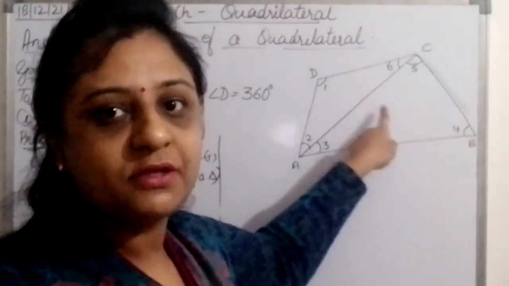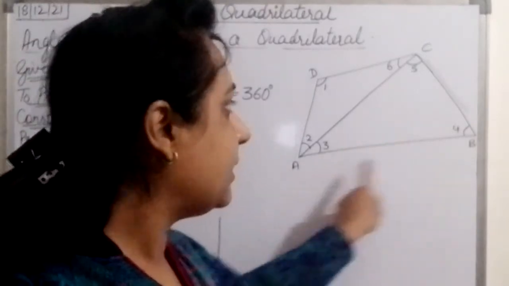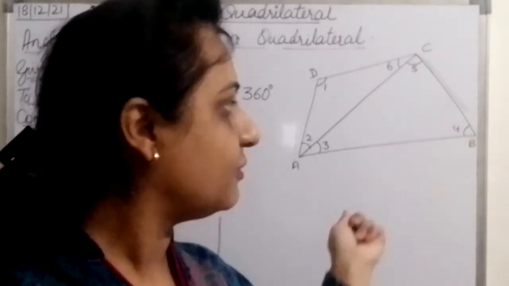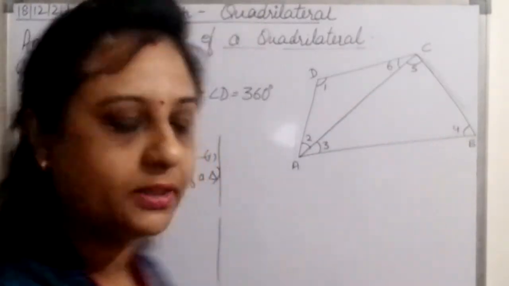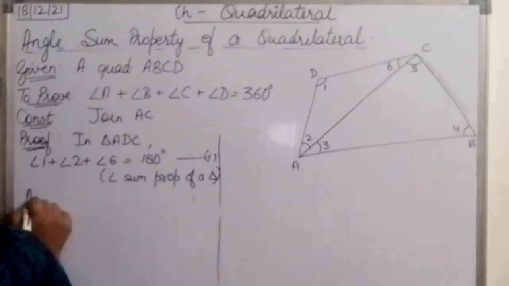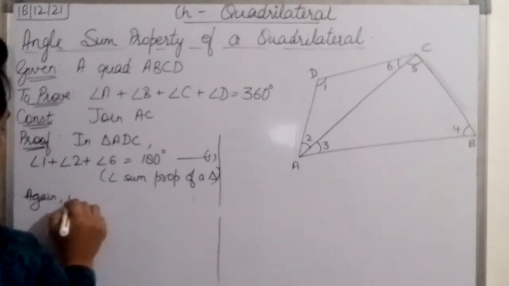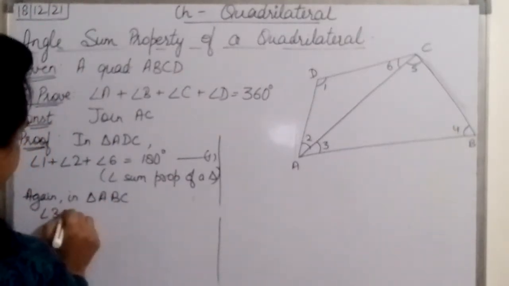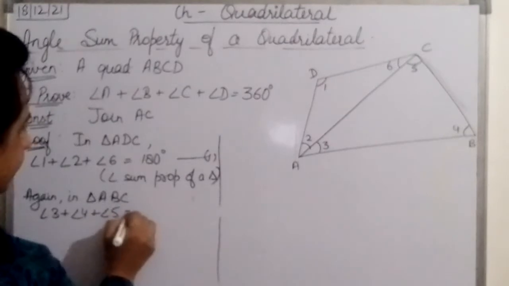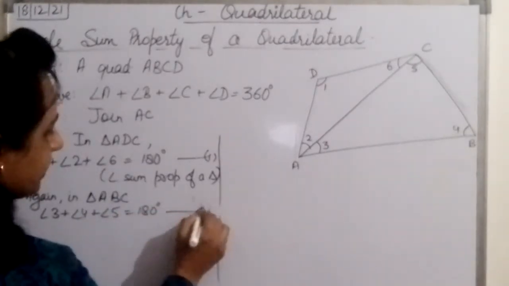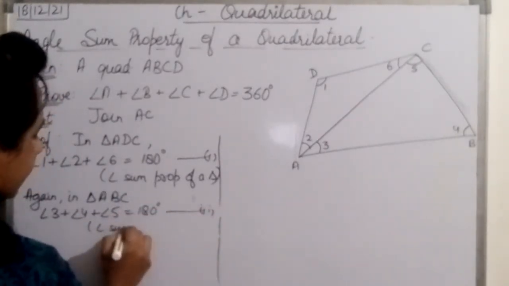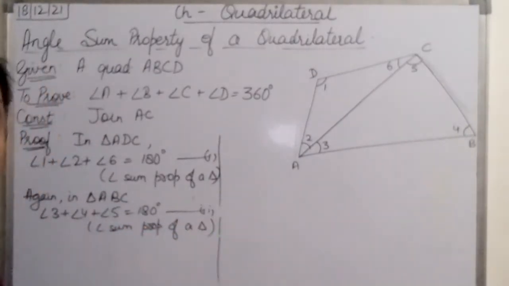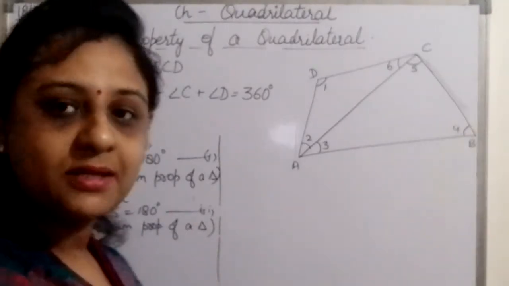Now similarly, we will use this triangle ABC. Again in this triangle, I am applying the same angle sum property of a triangle. The sum of all the three angles of a triangle is equal to 180 degrees. So in triangle ABC, angle 3 plus angle 4 plus angle 5 is equal to 180 degrees. Second equation, again the reason, angle sum property of a triangle.